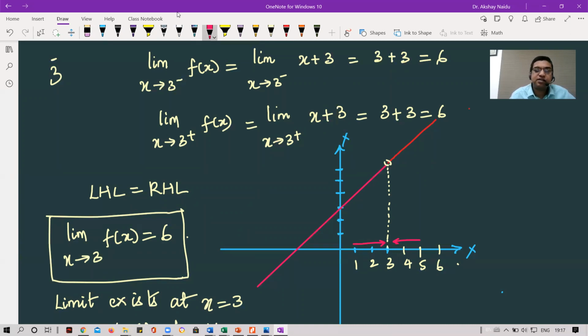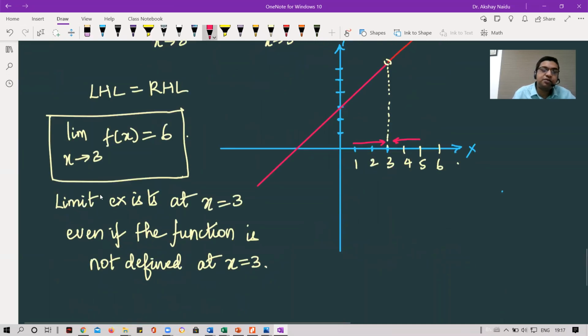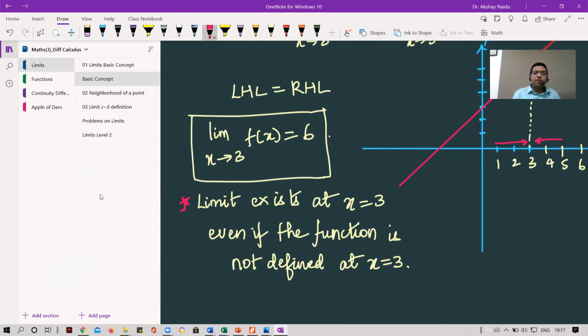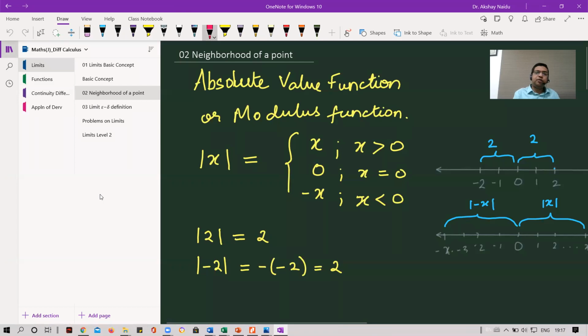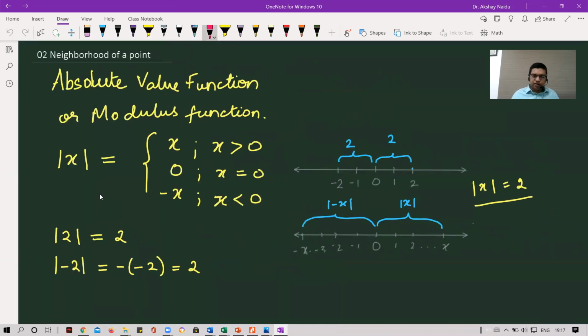Limit can exist. So this is a very important observation in limits. In understanding of limits, this is very important. Okay, this is a fundamental concept. Now I'll move to another concept, the neighborhood of a point, because based on the neighborhood of a point, we'll have to define another, more sophisticated or more mathematically intensive, definition of limits.